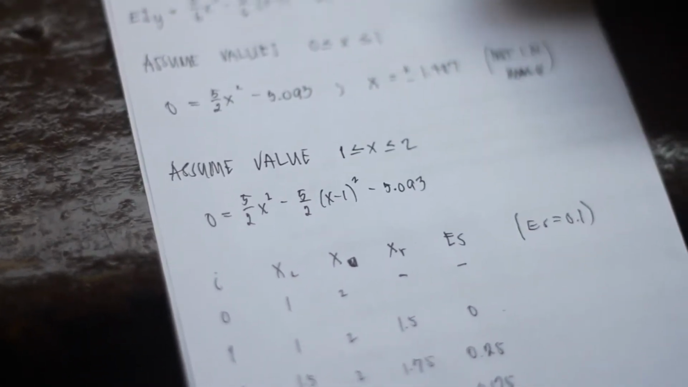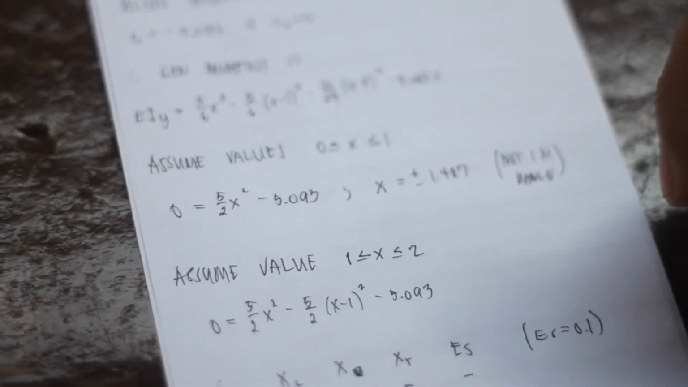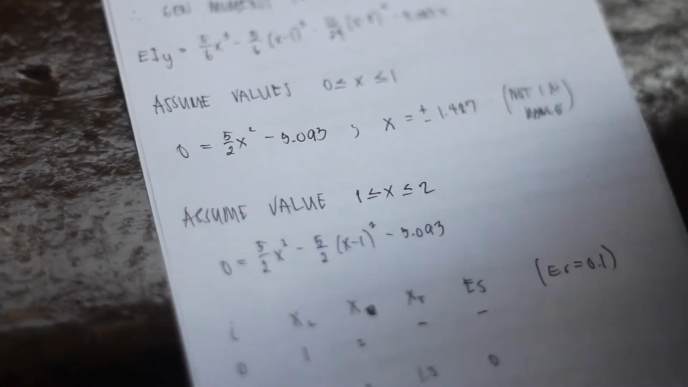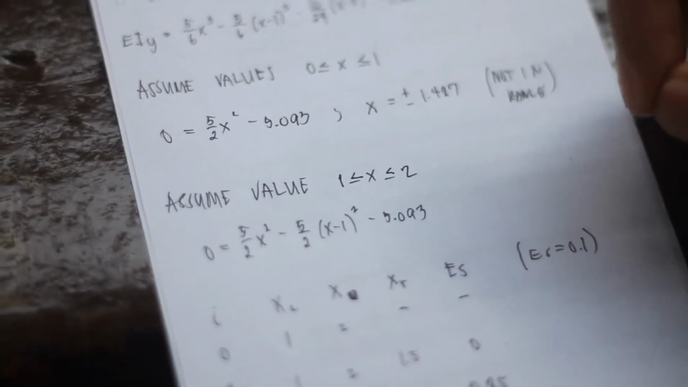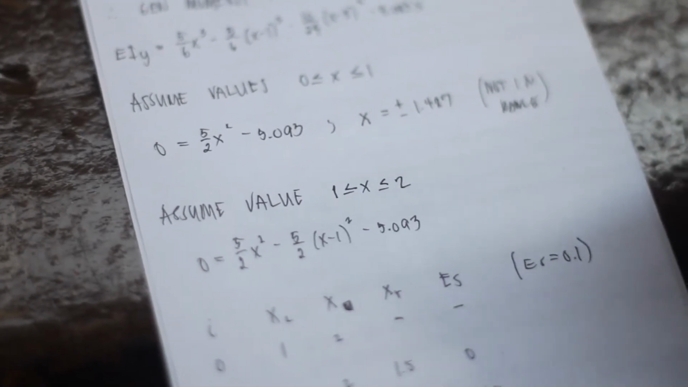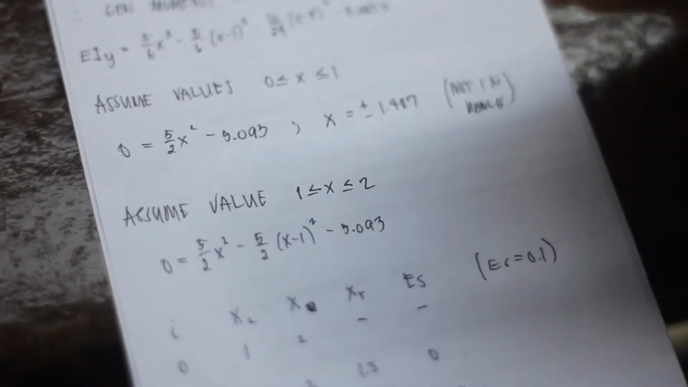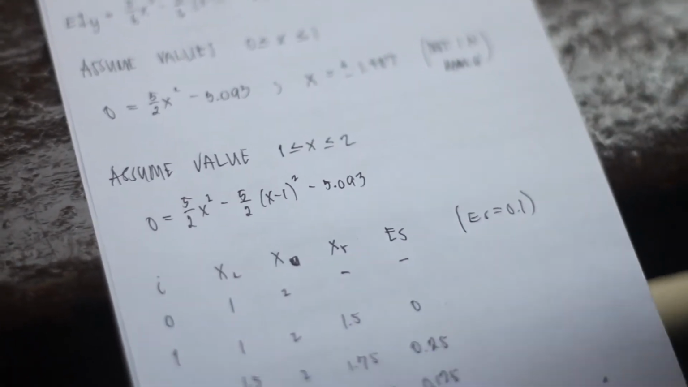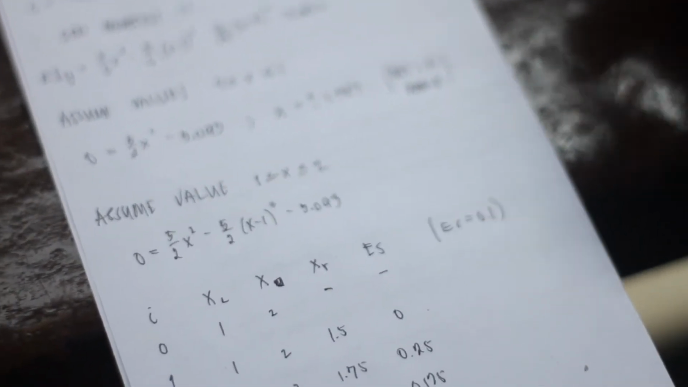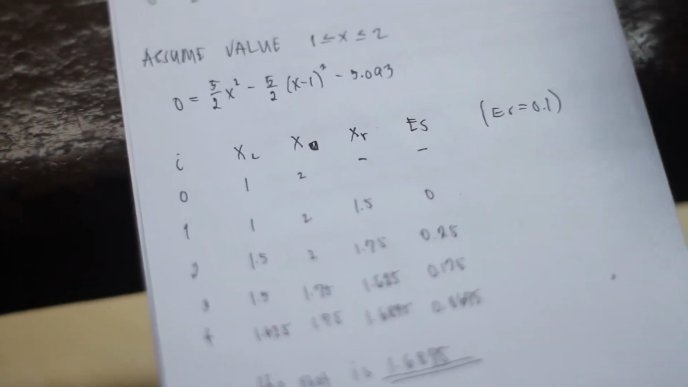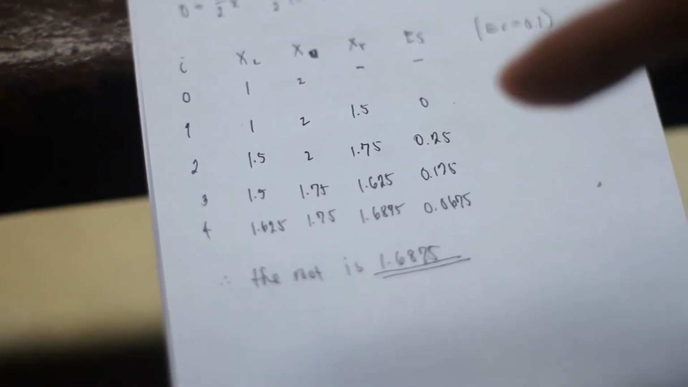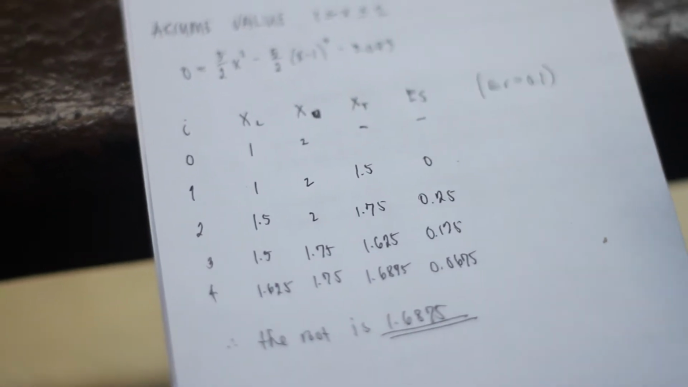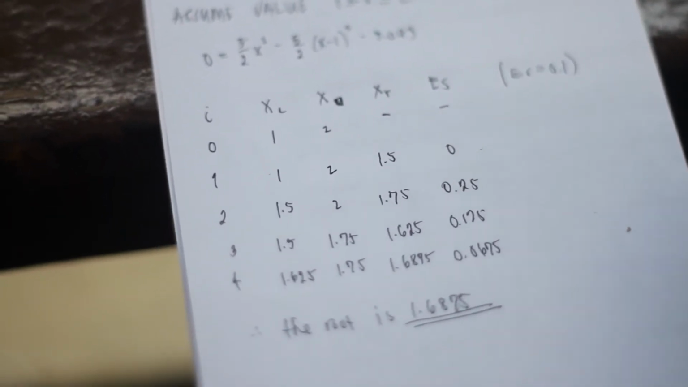So, using the general equation, the only terms inside the range are 5 over 2 x squared minus 5 over 2 quantity x minus 1 squared minus 5.093. Using this equation, we're going to use the bisection method in order to get the root of x. From this table, for the first iteration, XL will be the lower range and XU will be the upper range. The first iteration is 1, 2, and XR is 1.5.